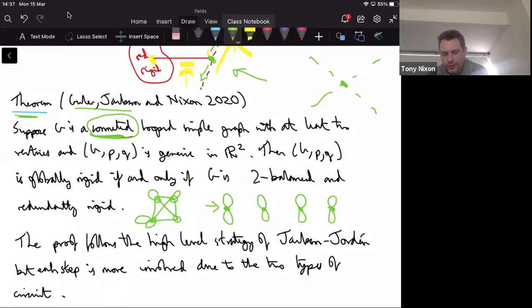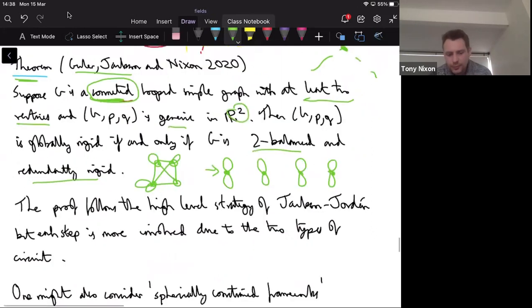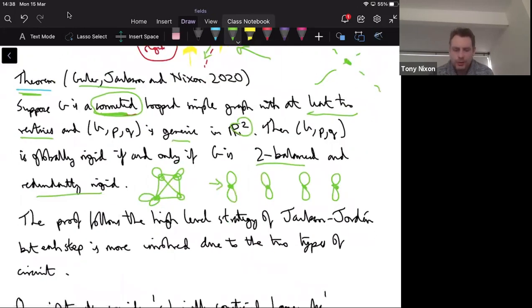So if you have just a single vertex, it's a bit odd. So let's say we have a connected graph with at least two vertices and we're generic. Then the framework is globally rigid in two dimensions if and only if the graph is 2-balanced and redundantly rigid. So these are conditions I already mentioned. I'm not going to say anything about the proof, I don't think.